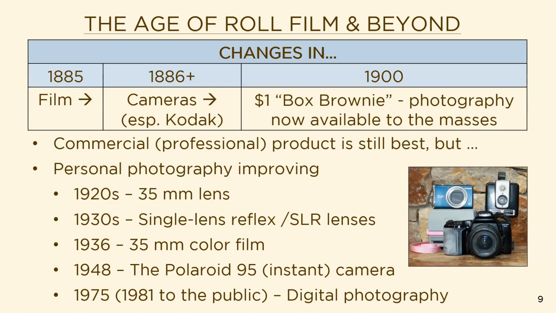In the 1920s, they had the 35mm lens. In the 30s, you had the single lens reflex lenses. 36 color film came in. And that was not only for your photographs, it was also for the movies. They started filming them in color.